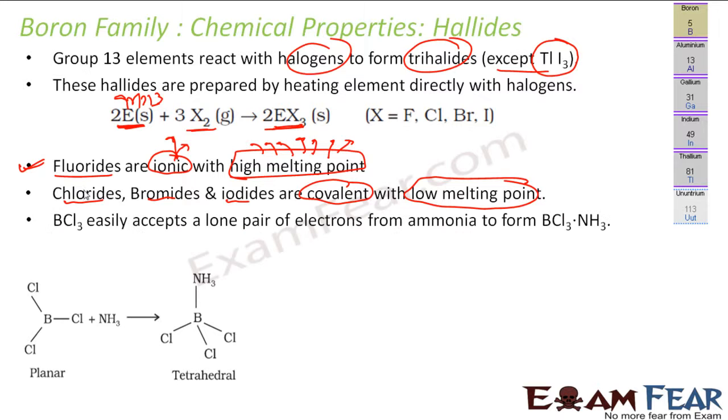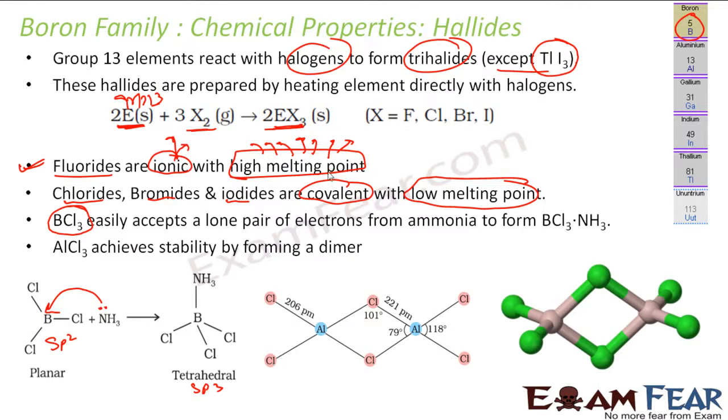Correct. We'll discuss here boron chloride. It easily accepts a lone pair of electrons from ammonia to form the adduct. Why? Because boron has 6 electrons now and ammonia has 1 extra lone pair. So boron will take this lone pair and form this compound. And see, the shape will also differ. This is planar, sp2, and this is tetrahedral, sp3. We'll discuss more about this in the next few slides.